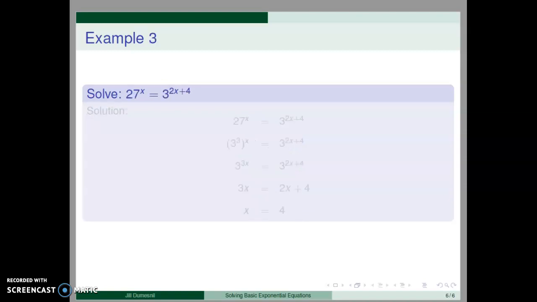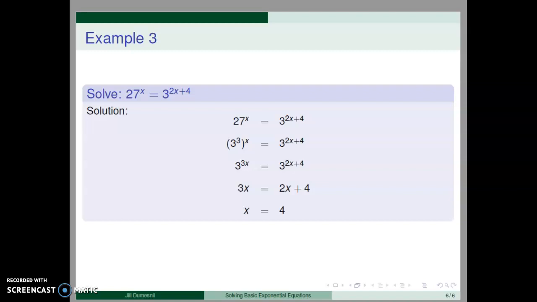Let's consider one more example. Solve the equation 27 to the x power equals 3 to the power 2x plus 4. Again, we start with the given exponential equation, and it still might not be totally obvious that we have equal bases. So we rewrite 27 as 3 cubed. When raising a power to a power, we know to multiply the exponents, and now we have equal bases on the exponential expressions. Therefore, the exponents must be equal, and we get that x equals 4 is a solution to the equation.